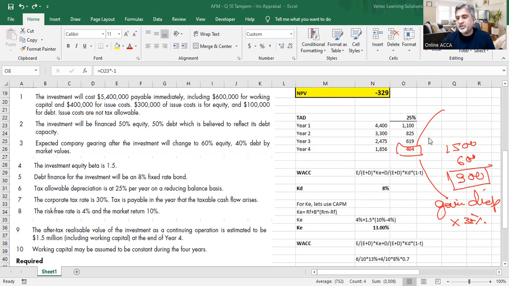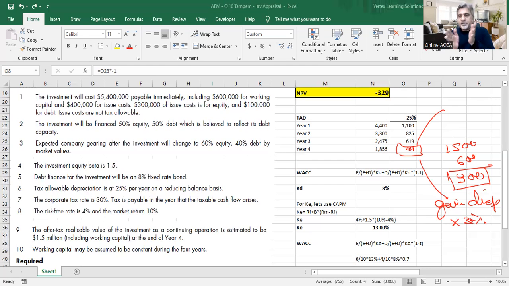So I'm selling it for 900, and it is 464 in my books. So 900 minus 464, I'm making a gain of 436, multiplied by 30%. I should be paying 130,000 tax on that. So why do I pay tax?